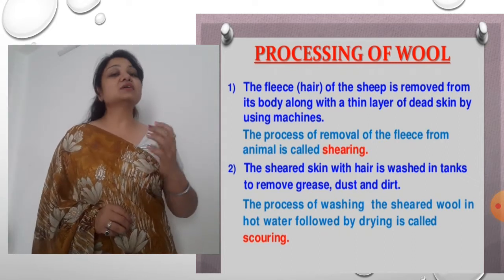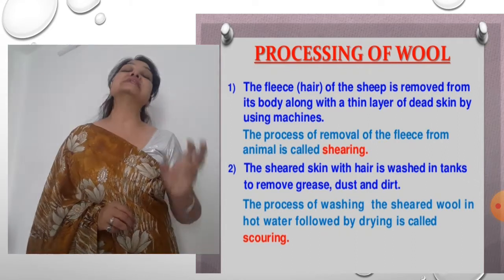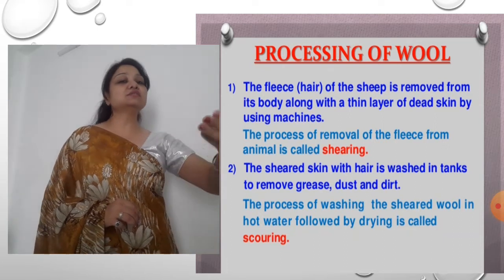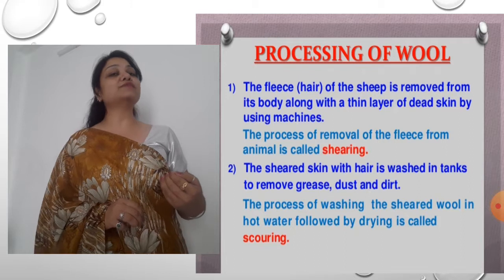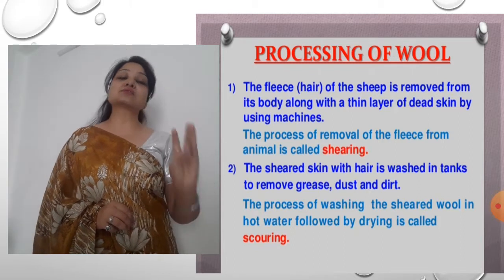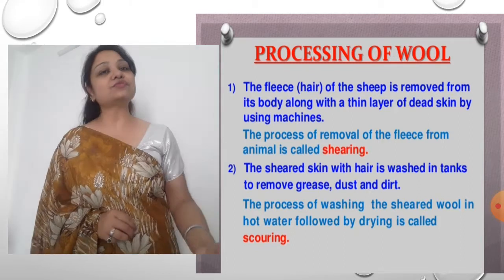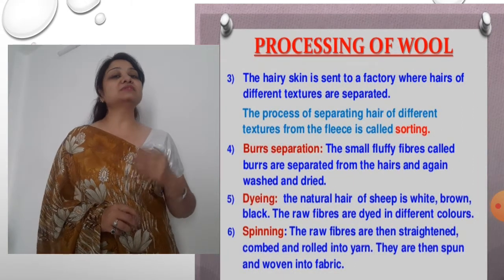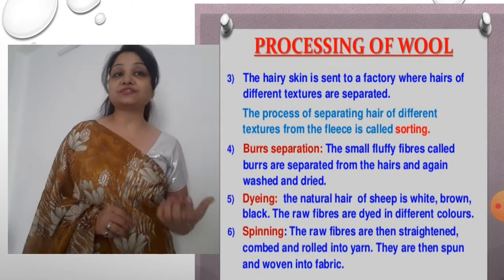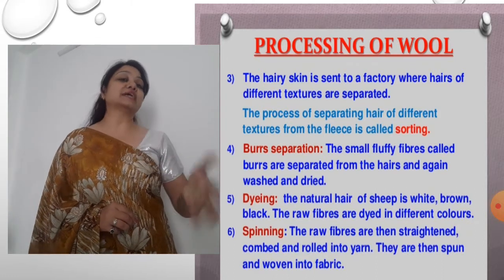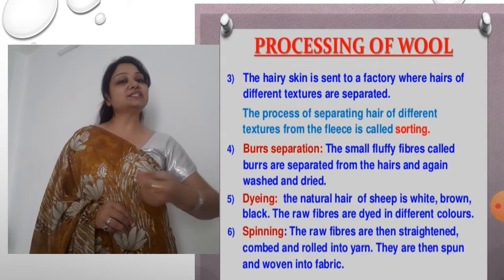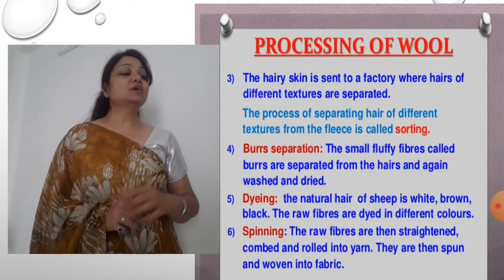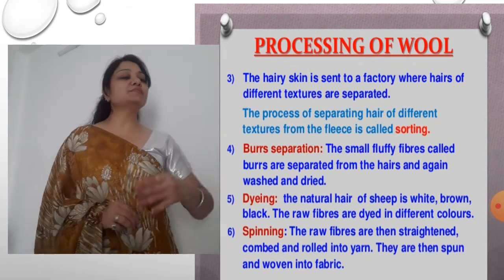Got it, students? Shearing and scoring, the first and second processes in the processing of wool. Shearing, taking out the layer of hair with the dead skin, and scoring, cleaning and drying of the wool hair. The next step is that this hairy skin is sent to a factory where hairs of different textures are separated. Because while taking the hair, if I ask you to take the hair of 10-15 students, you will not keep them separately, right? You will mix all the hair.